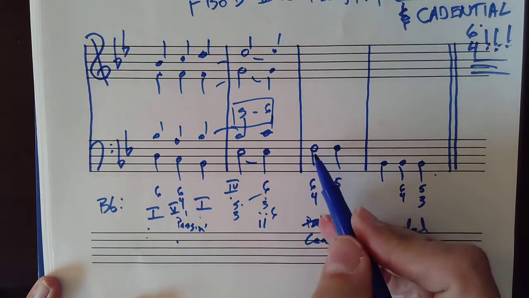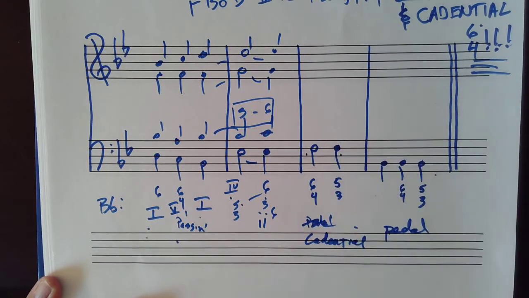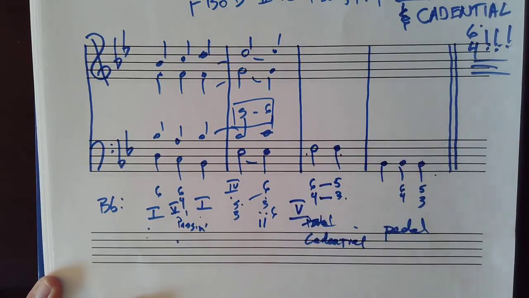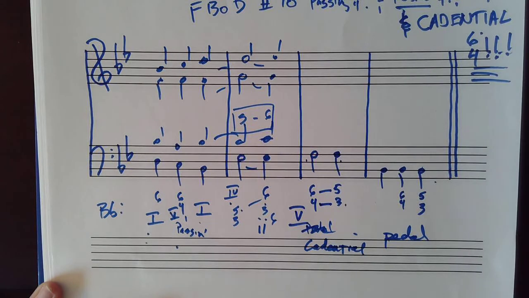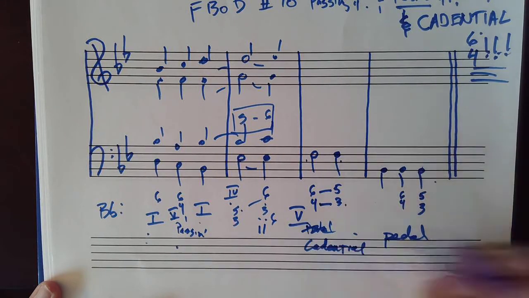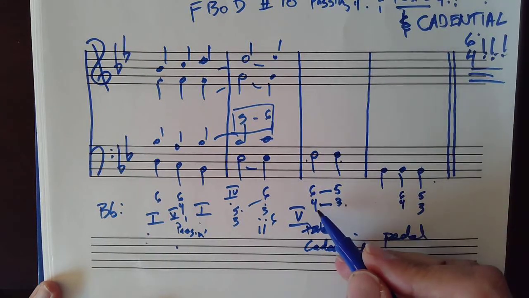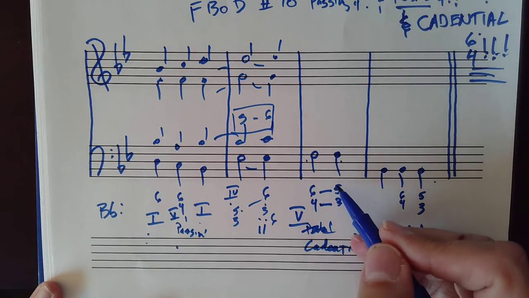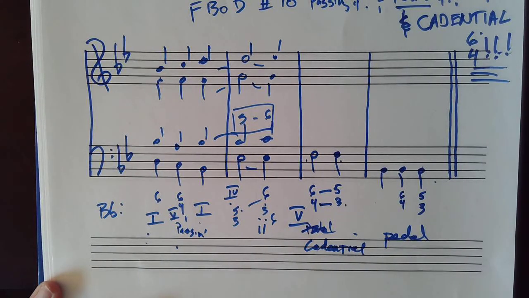Okay, so when you see the 5th scale degree in the bass with a 6/4 followed by a 5/3, you have to know that is the pattern for a cadential 6/4. That means it's a 5 chord, and 4th above the bass goes to 3rd above the bass. 6th above the bass goes to the 5th above the bass.